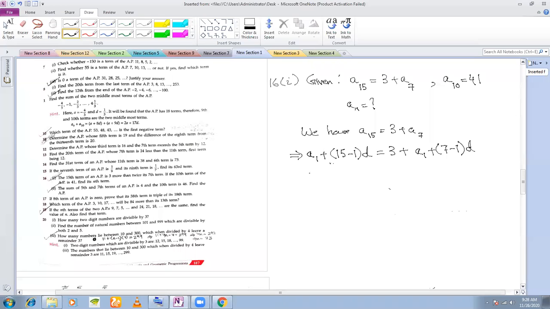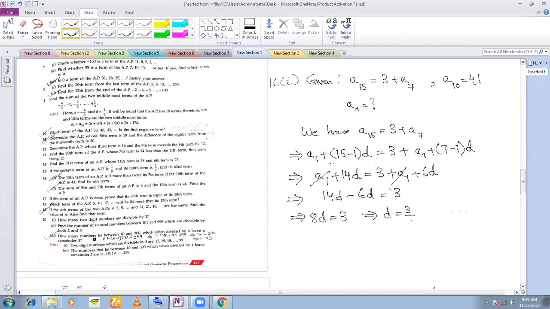Okay, so you get an equation in terms of A1 and D. So you get A1 plus 14D is equal to 3 plus A1 plus 60. Okay, so what do you get? In fact, A1 cancels here. So 14D minus 60 is equal to 3. That means 8D is equal to 3. That means D is equal to 3 by 8. So the common difference between the terms of the AP is 3 by 8.